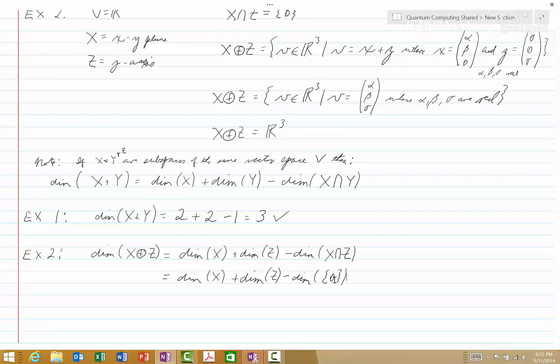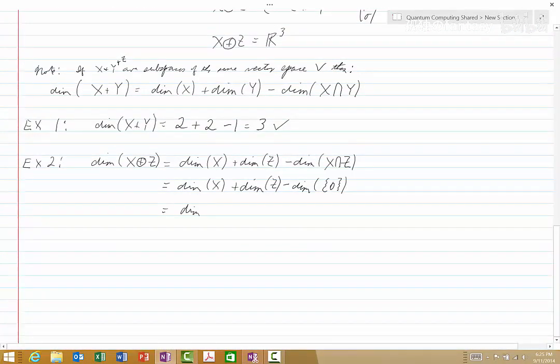But remember that the 0 vector can never be part of a basis, because a basis has to be linearly independent vectors. So the basis, in fact, is empty. The basis has no vectors in it at all, and therefore, since it has 0 vectors, the dimension of the vector space is 0. So this becomes dimension of x plus dimension of z minus 0. And so we finally get that the dimension of the direct sum of x and z is the dimension of x plus the dimension of z.